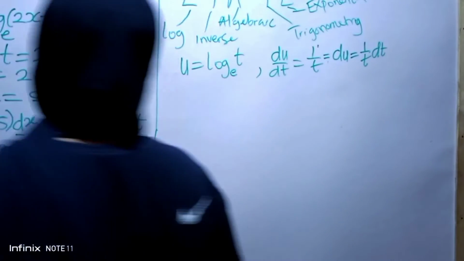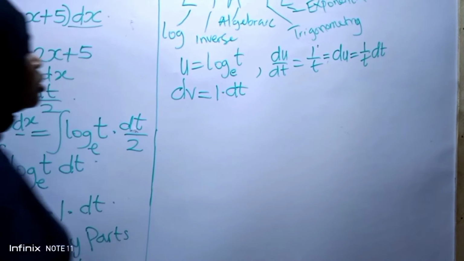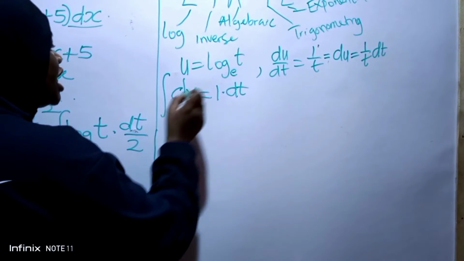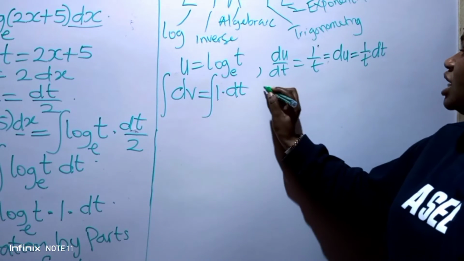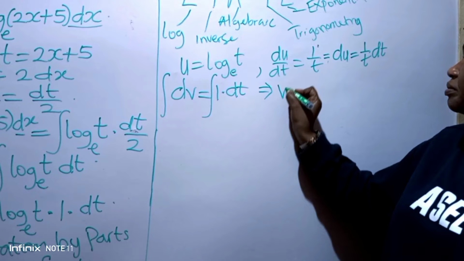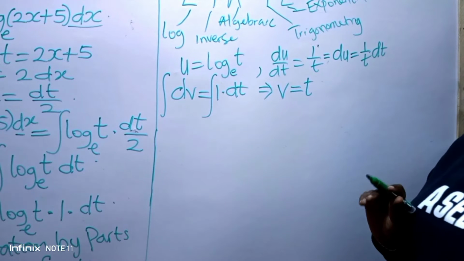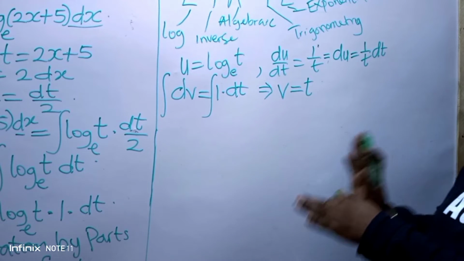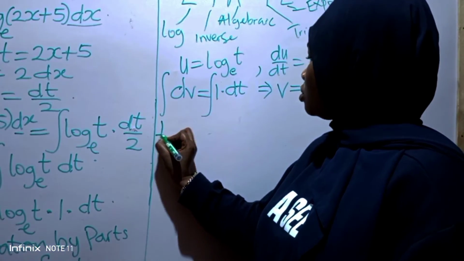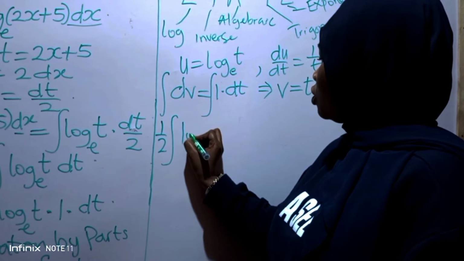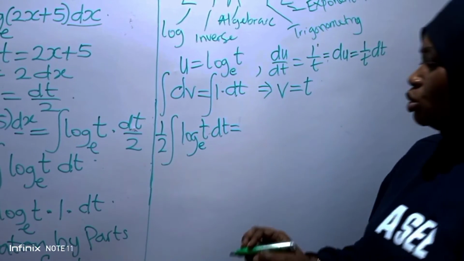Next, I write my dv. dv is equal to 1 dt. To find v, I integrate both sides of this equation. If I integrate dv, I get v, and if I integrate 1 dt, I get t. Having known this, we substitute everything inside the formula for integration by parts. We have 1 over 2 integral of log t base e dt, which is equal to uv.